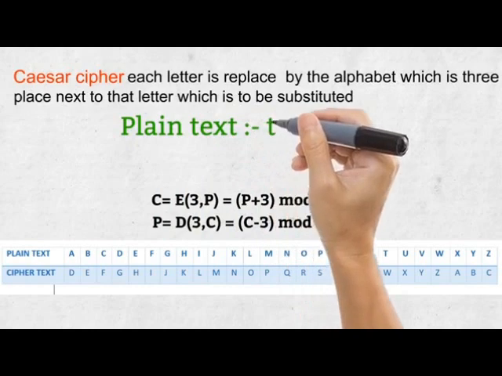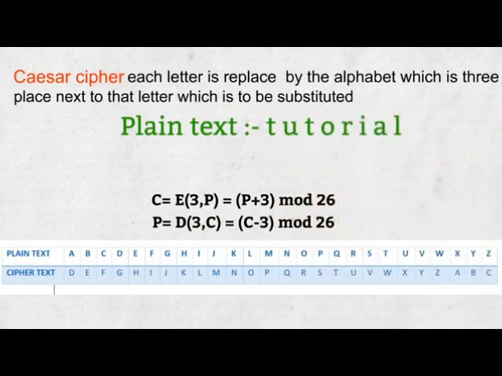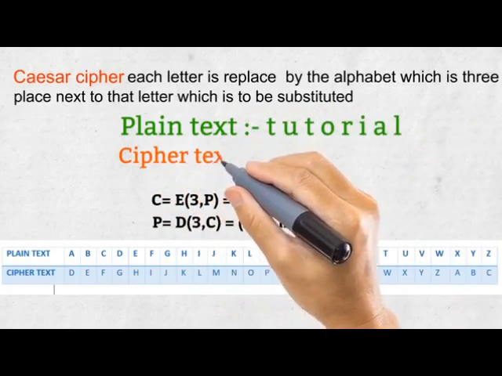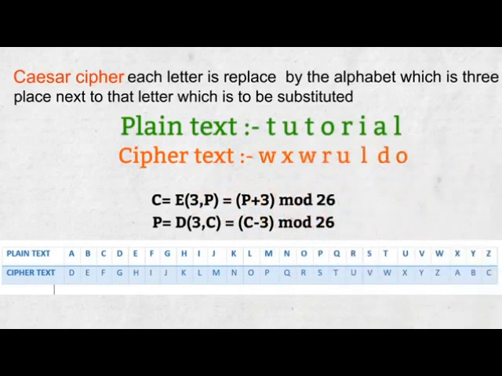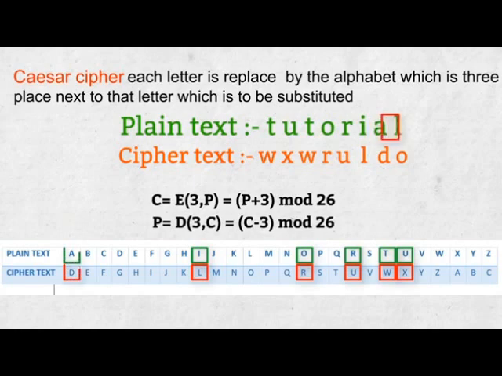With the help of this example, our plain text is tutorial. We have to convert it into ciphertext. T is replaced with W, U with X, then again T with W, and O with R. Note, we can use upper or lowercase letters here. R will be replaced by U, I will be replaced by L, A will be replaced by D, and C with F. We use these techniques to replace our original text message tutorial with a ciphertext message.